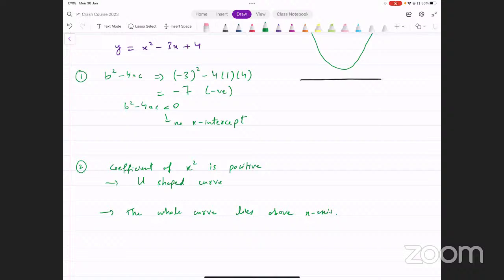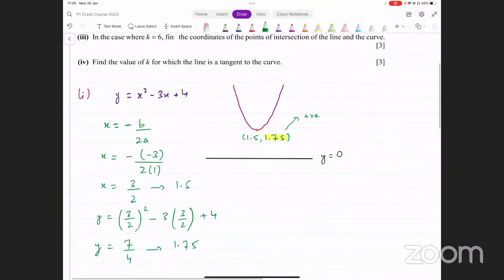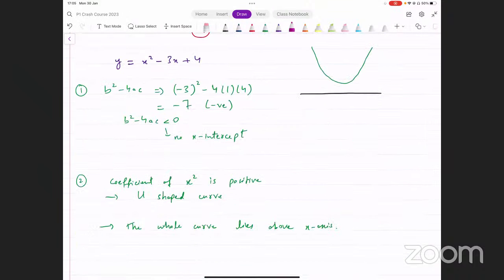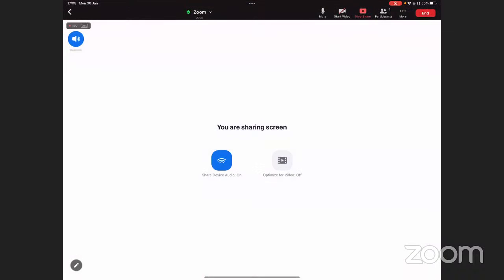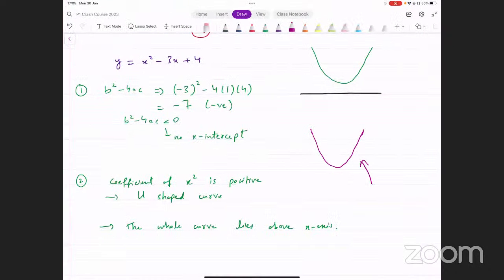Now, it also might come to your mind that it could look like this. Is that possible? That the whole of the curve lies below the x-axis such that it's a U-shaped curve? What do you think? Is this a possibility? Anyone? Is this possible? The whole curve lies below the x-axis like this. It's a U-shaped curve and it lies below the x-axis. Would that work?